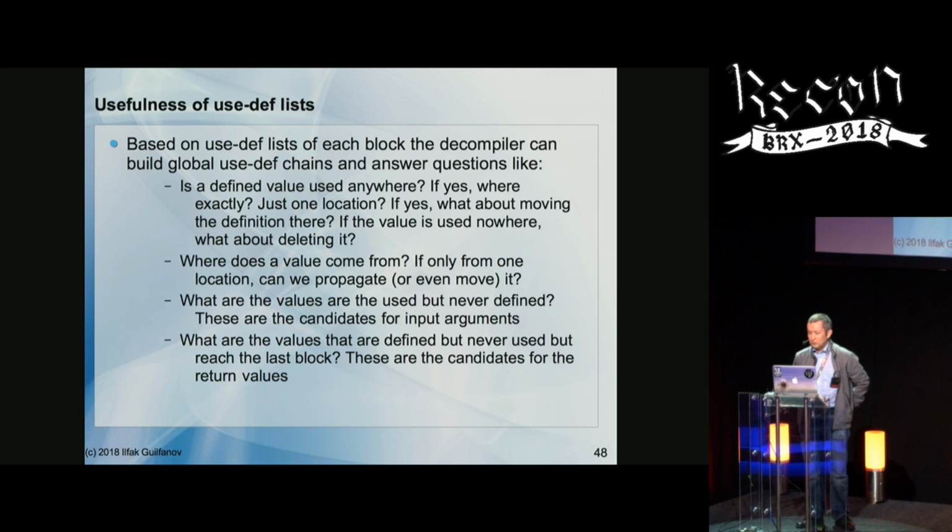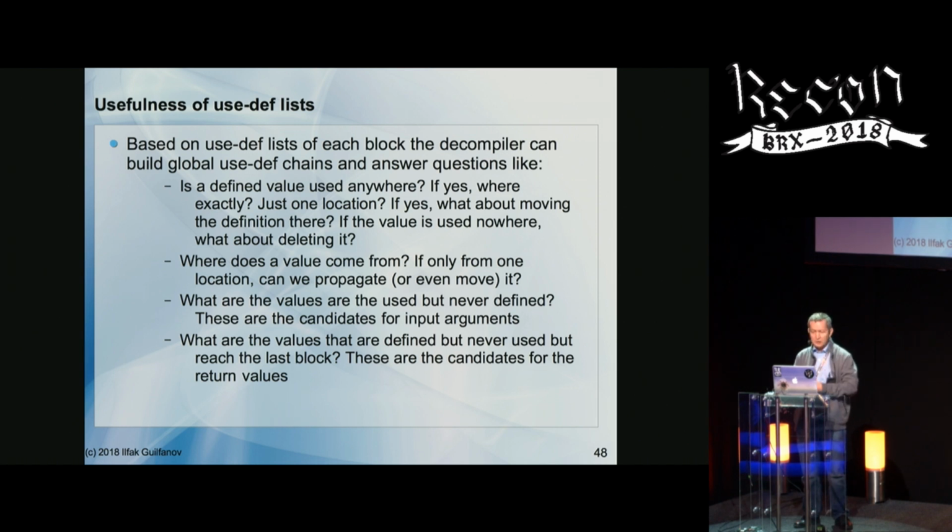And naturally, all these use-def lists are very, very useful for the decompiler, because they can be used to answer questions like whether a particular value is defined anywhere, or if it's used anywhere. If it's used in only one location, then what about migrating the instruction completely to the use place, so we can get rid of it completely, maybe? If not, then what is the use of keeping it? Maybe we can delete it.